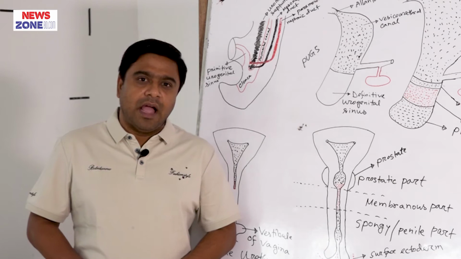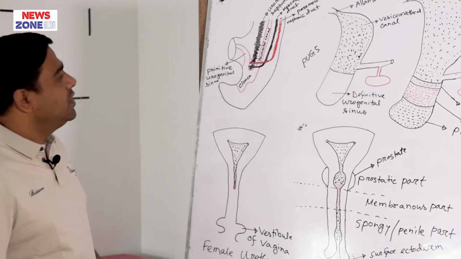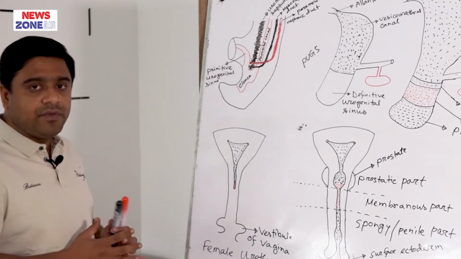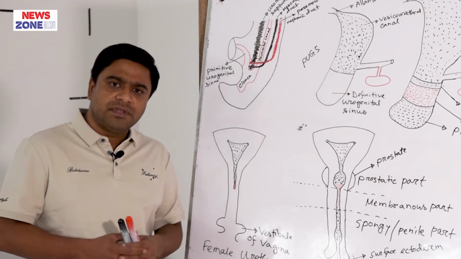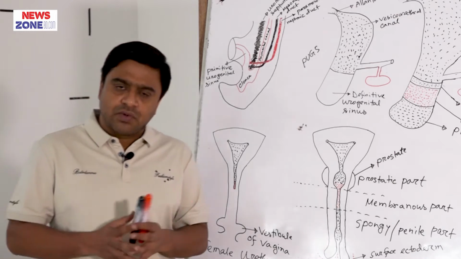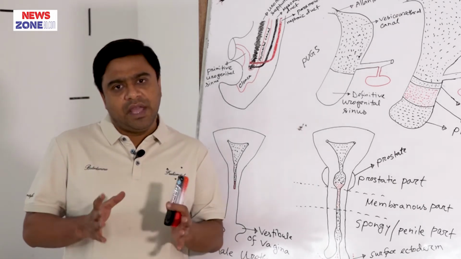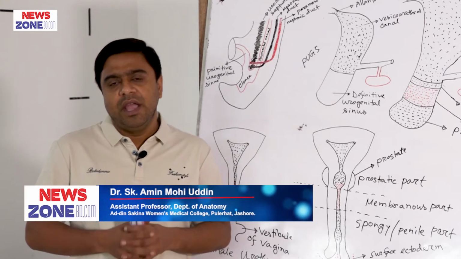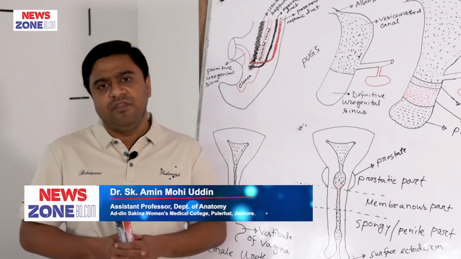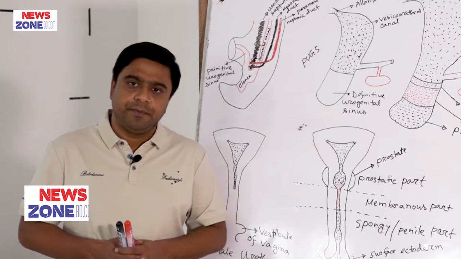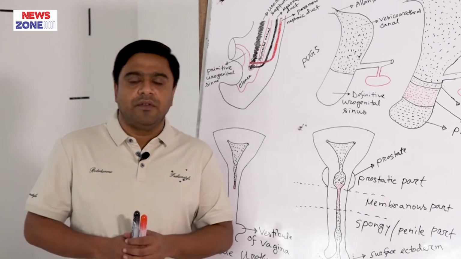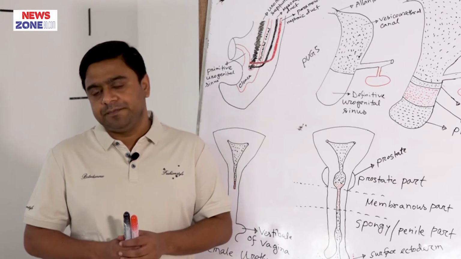Today, I am going to talk on development of urethra. But before starting the development of urethra, we have to know some gross features of urethra. Urethra is a muscular tube, and in case of male it is 18 to 22 centimeter long, but in case of female it is very short and it is only 4 centimeter. And the urethra extends from internal urethral orifice to the external urethral orifice.